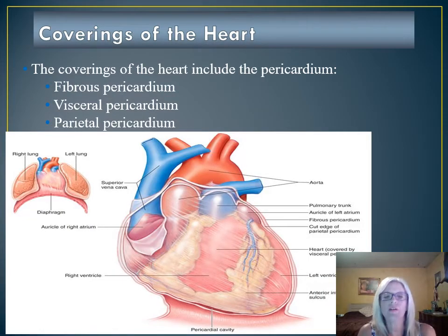Alright, so the heart is covered by a sac, basically, and we call this the pericardium or the pericardial sac. And this encloses the heart, and we break this down into three specific sections. The first one is going to be, well, I say the first one. Well, we have the fibrous pericardium, which is a loose-fitting outer sac, so it's the outermost sac around the heart, and it's made of dense connective tissue.